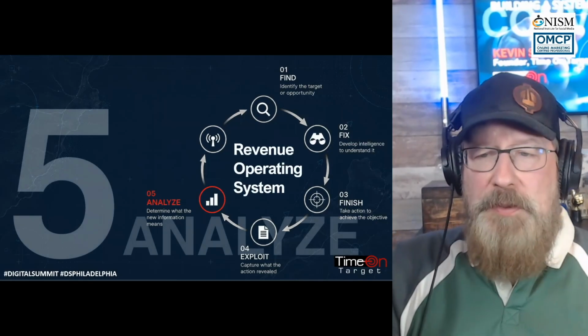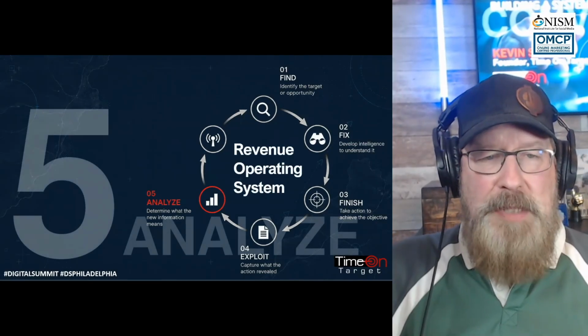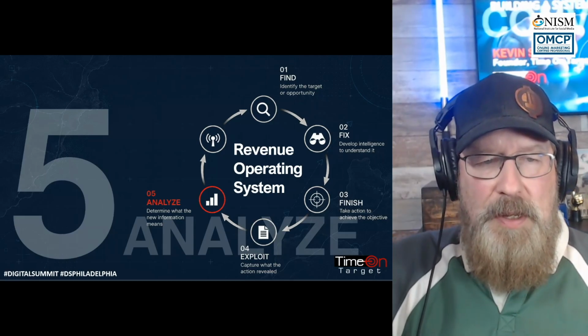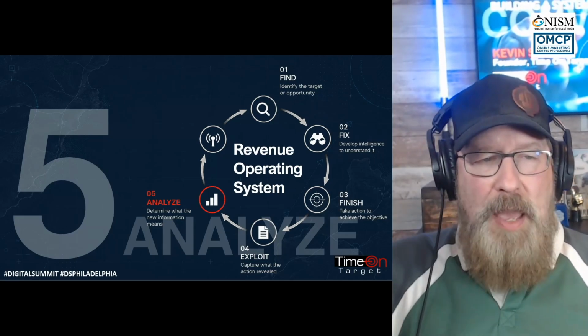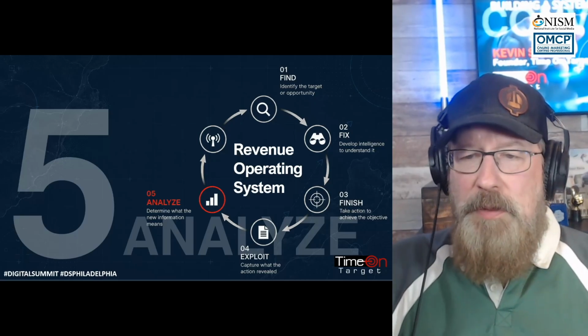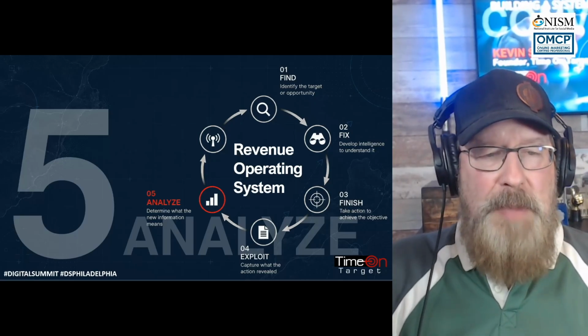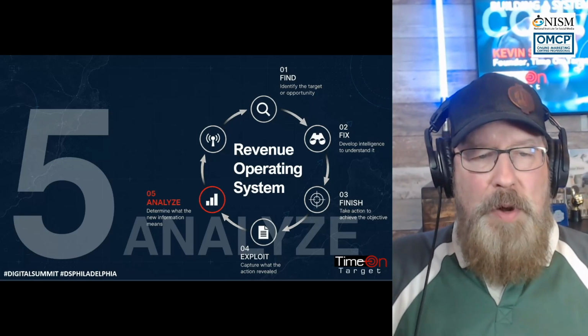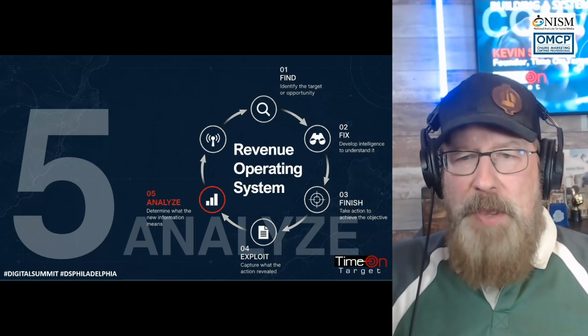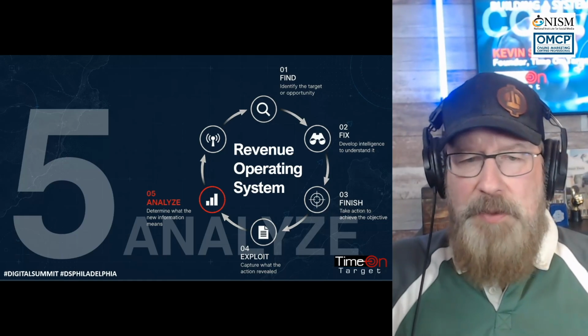Number 5 is analyze. So this is where we take all the signals and intelligence pieces and create patterns and actually develop information that is able to be used by a person making a decision. Where does the deal actually stand? What is the big picture actually telling us about this opportunity?